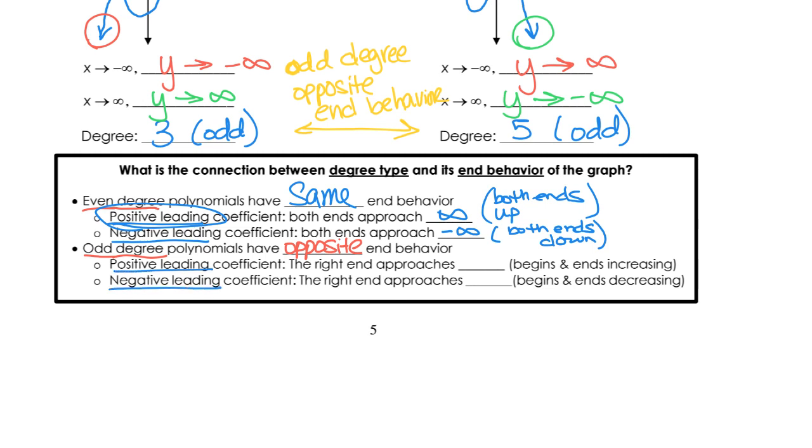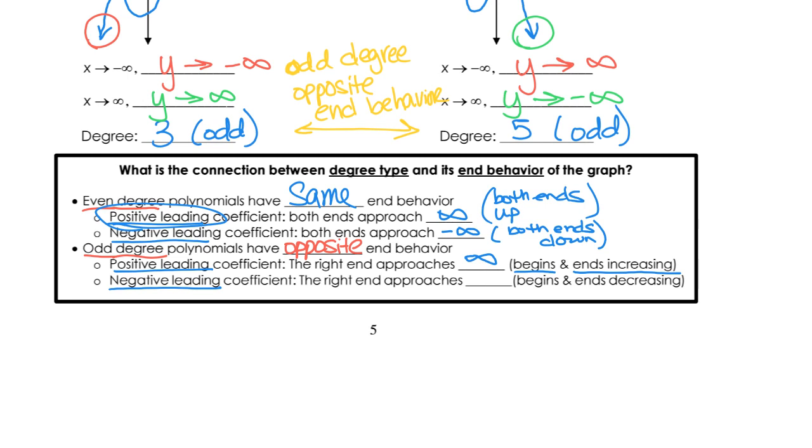All right. So we're going to go back down to odd degree there. We're going to look at the bottom 2. One had a positive leading coefficient in number 3, and the other one had a negative leading coefficient in number 4. In number 3, the positive leading coefficient was positive x to the third, and that means that the right end, looking at the right side of your graph there, was going up, and so that's approaching positive infinity. Some people will say that it begins and ends increasing. So it began going up and then it ended going up as well.